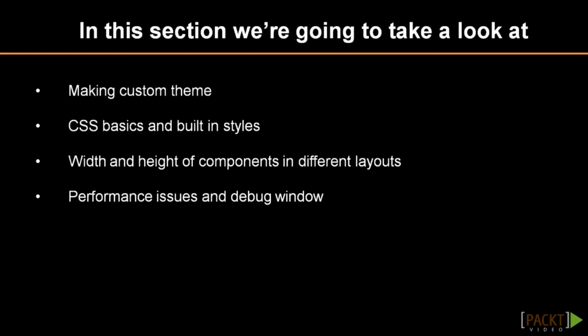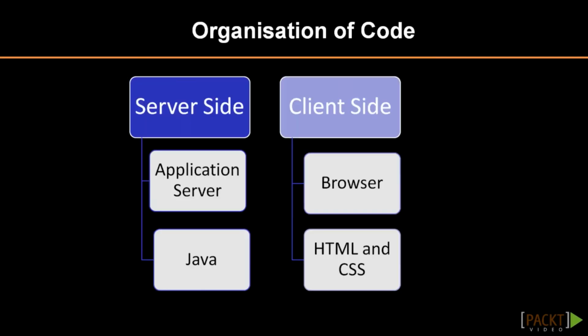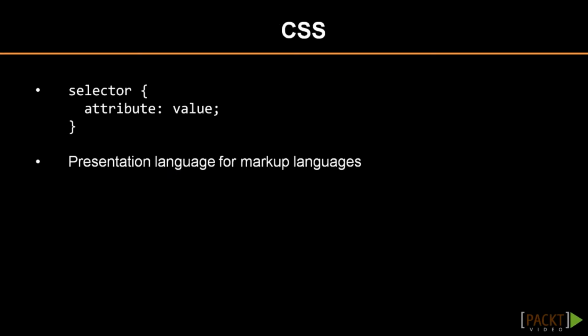But first things first, let's start with the basics of styling and the organization of files. Vaadin is a framework for developing web applications, which means that whatever we code ends up in the browser window rendered as HTML. Therefore, we can style it using CSS as any other HTML page. CSS, Cascading Style Sheets, is a presentation language for markup languages. It has its own syntax based on selectors and rules. There are numerous tutorials and introductions to CSS available throughout the internet. We will go through the basics in the next video.